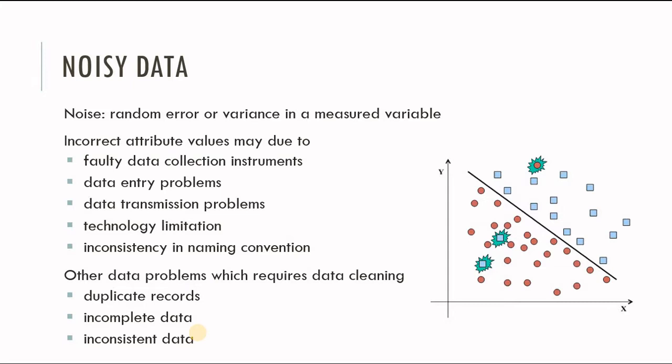Then there is inconsistent format. Suppose you are asking for the birth date, and someone writes 11 February 1984, and someone writes 2/11/2007. The format is different. All of these types of data are called noise, so we have to remove that noise for further processing.